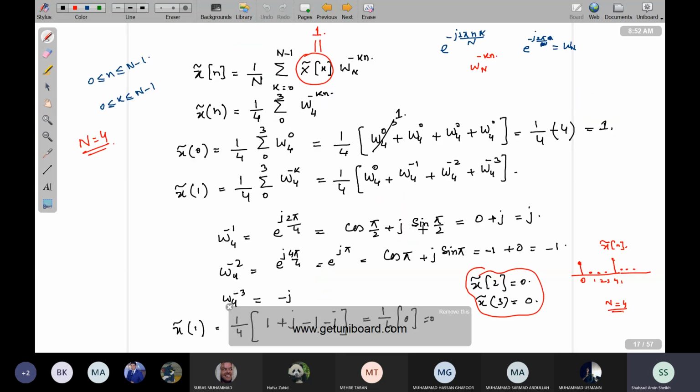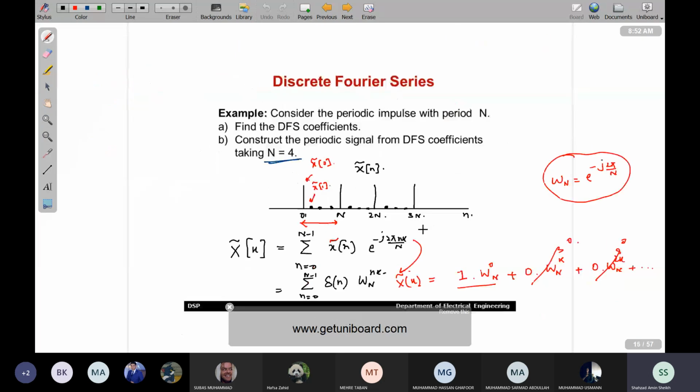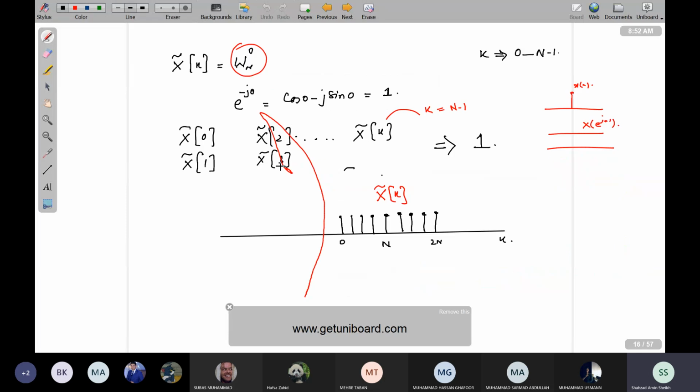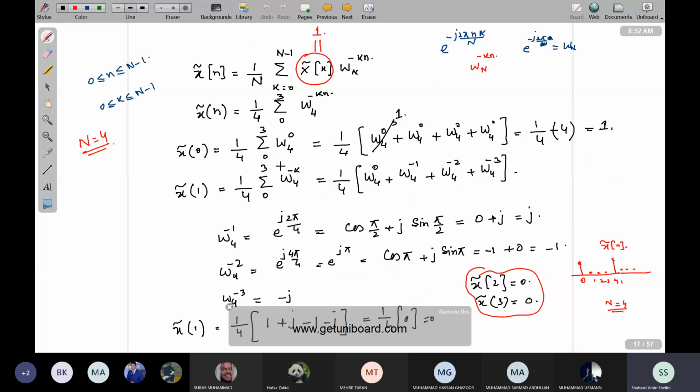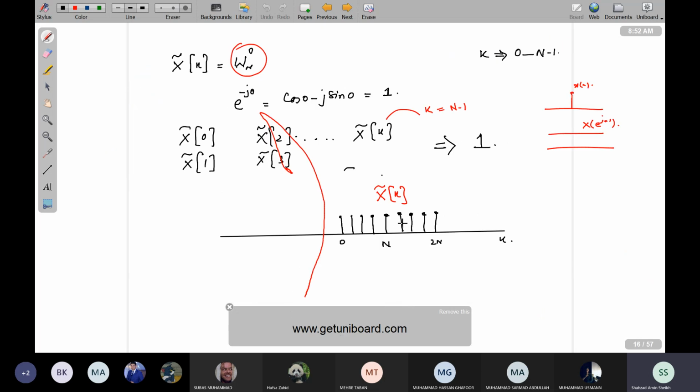And then if we are interested in constructing the signal back, because this is the B part, construct the periodic signal from DFS coefficients taking N is equal to 4. So we will be using N is equal to 4, and now we are using the synthesis equation. X tilde of n is equal to 1 over 4, k is equal to 0 to 3, W_4^(-kn). Okay, x tilde of k is equal to 1 because we have already used that. This is 1.